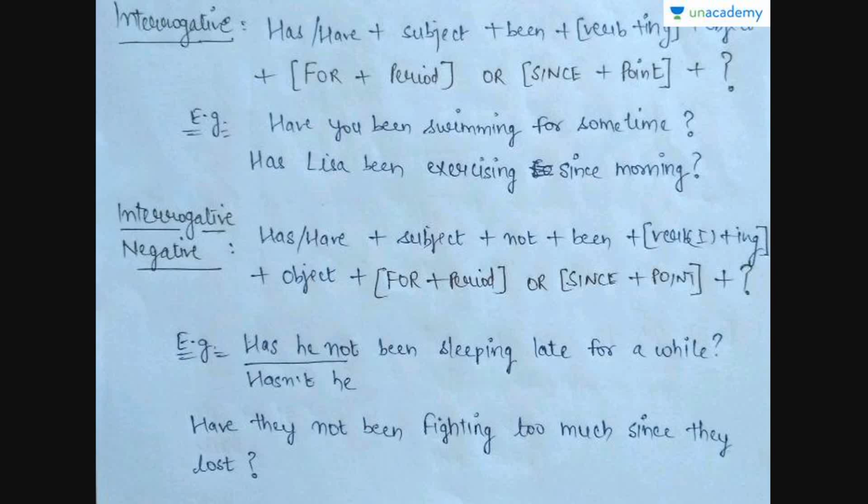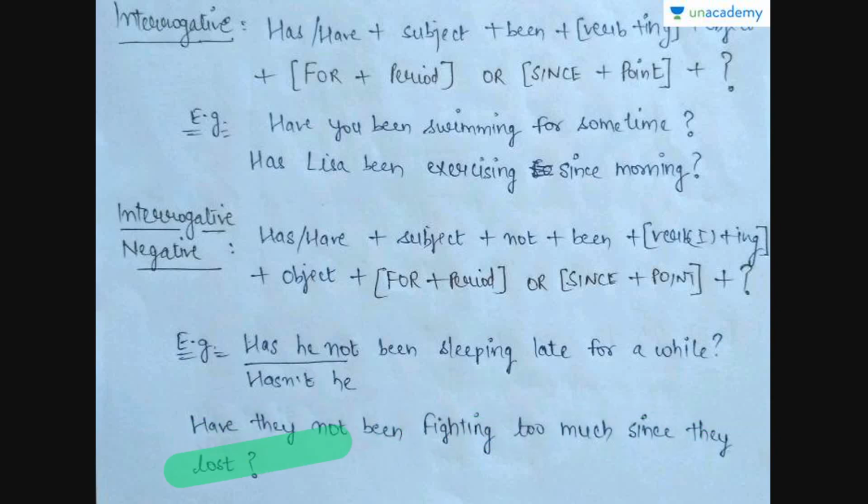Interrogative negative: has or have, plus subject, plus not, plus been, plus verb's first form, plus ing, plus object, plus for, plus period, or since plus point of time. For example, has he not been sleeping late for a while? Or hasn't he been sleeping late for a while? Have they not been fighting too much since they lost? Or haven't they been fighting a lot or too much since they lost?